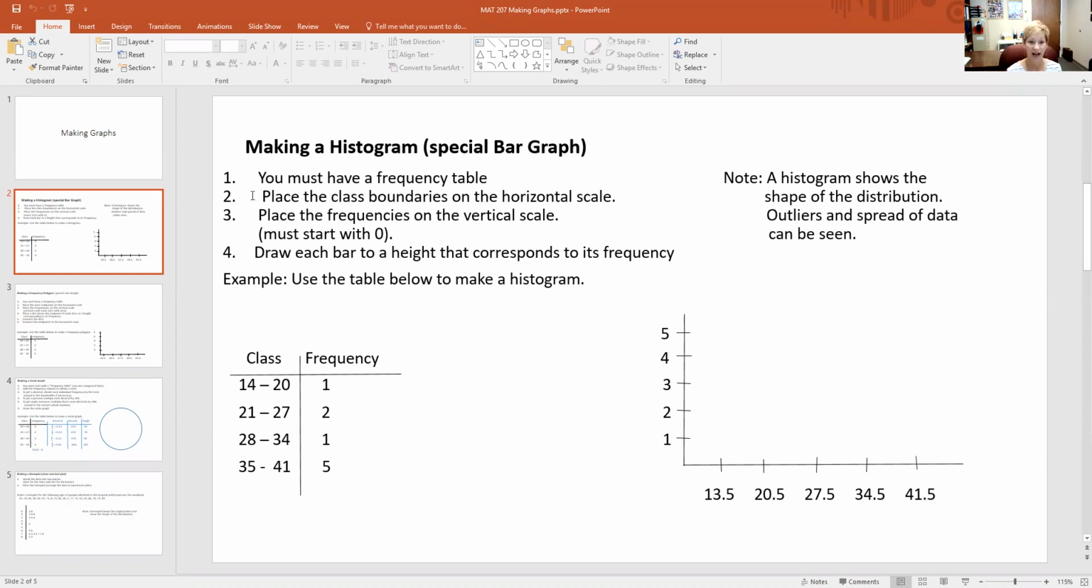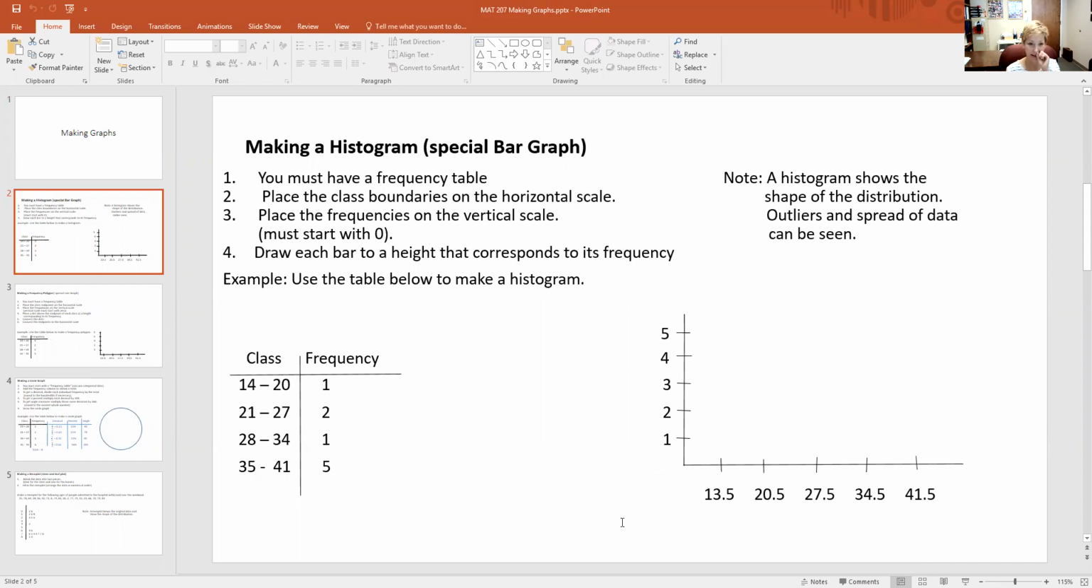All right, here's your first step. And again, you should be taking notes on your own paper. The first thing that's true is you have to have a frequency table. If you don't have a frequency table, then you've got to go make one, but you already know how to do that now, so it shouldn't be a problem. Once you've got a frequency table, you're going to have what's called a horizontal scale and a vertical scale. Horizontal goes across, vertical goes up and down.